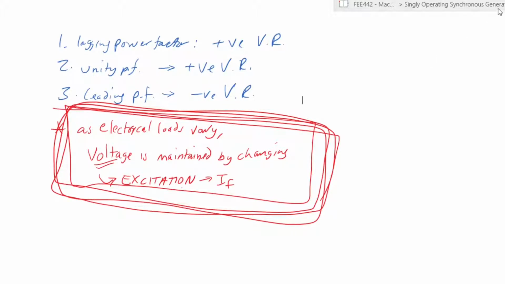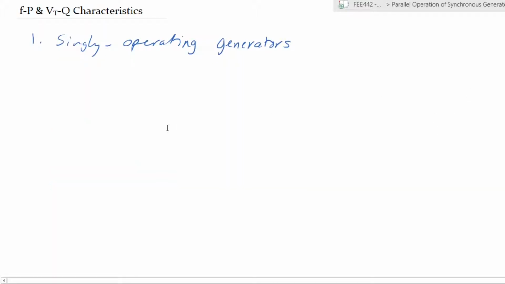And we said that out of all the things that we will learn within this unit, the most important is that one. The voltage is related to the field current or the excitation. All right? That is key number one. Key number two is that in terms of production of power, the power that is generated is dependent on the prime mover.